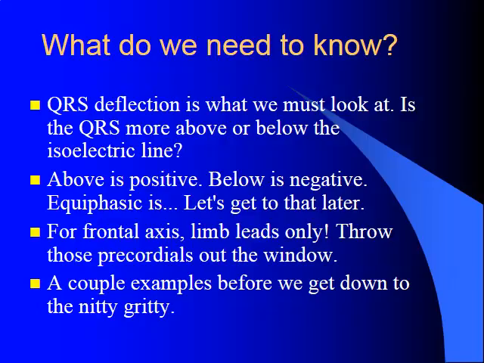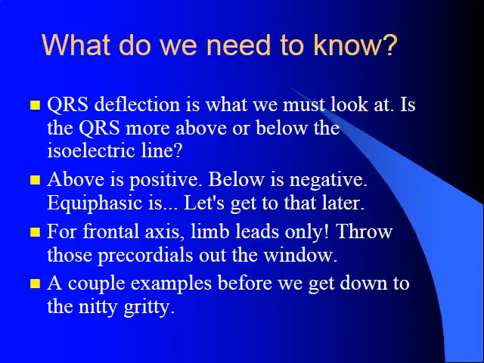So what do we need? What do we need to know? Number one, we have to look at the QRS deflection. We need to determine if our QRS is more above or below the isoelectric line. Above is positive, below is negative. And equiphasic is something we'll talk about in a minute.